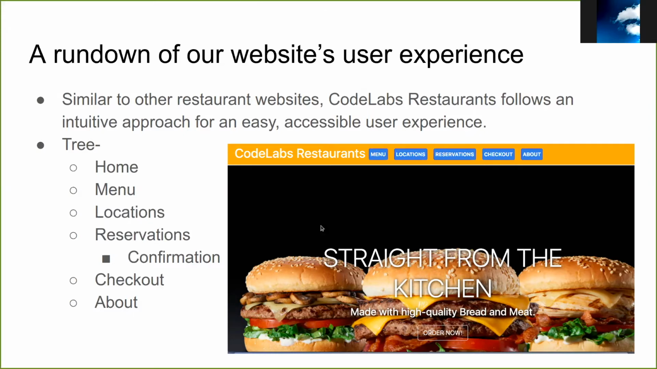The website has a home page, a menu page with all the food that is being offered at the restaurants, a location page which has all the locations available in the United States in a map, a reservation page where the person can reserve a table for two or more, a checkout page that is under construction right now, and an about page that has a basic description of the restaurant.